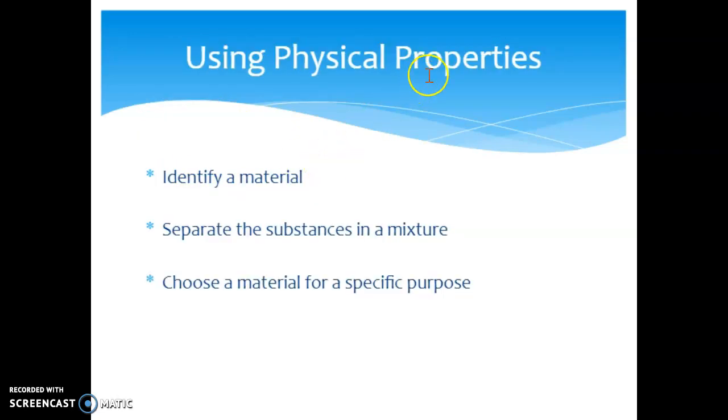So what do you use physical properties for? Well, one thing I mentioned that's very important, you use them to identify materials, right? We can use density to determine what something is. You could also use physical properties to separate the substances of a mixture. We'll talk about some examples of that in a second. And you could also use it to choose a material for a specific purpose. Maybe you want a material that has certain qualities, so you look at its physical properties to determine what that material you want to use would be.